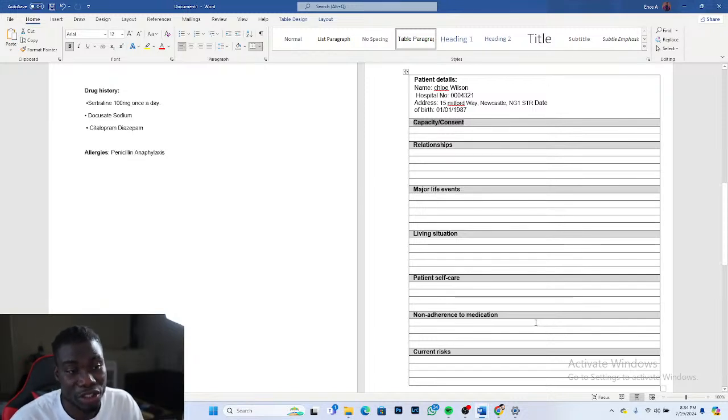So at this point, you need to let the patient know that these are risks that cannot be managed in the community. Therefore, you want to suggest an admission to this particular patient. But when you are suggesting the admission, you don't suggest it plainly like that. You have to give reasons why you are suggesting the admission.